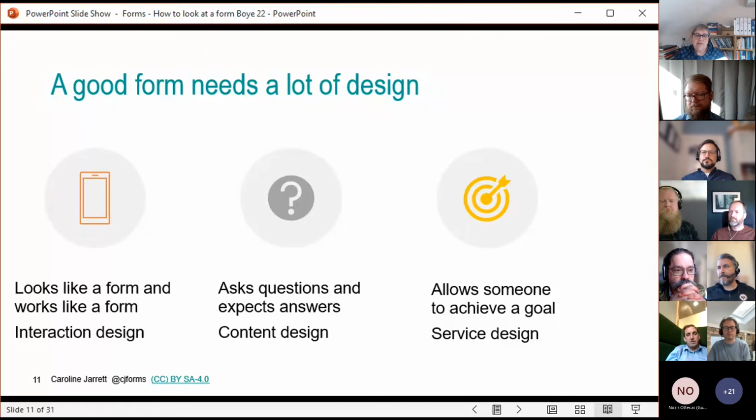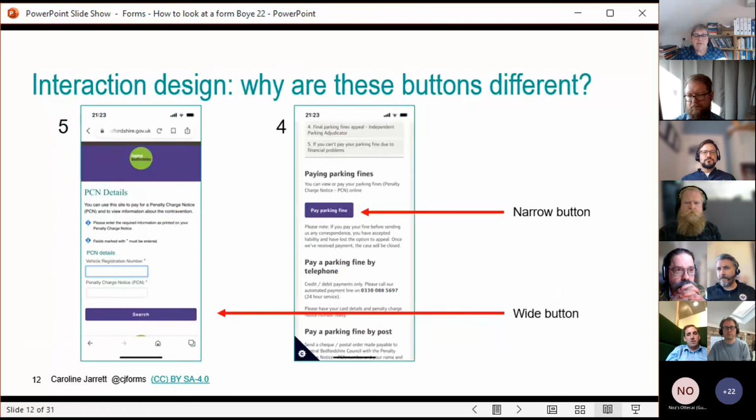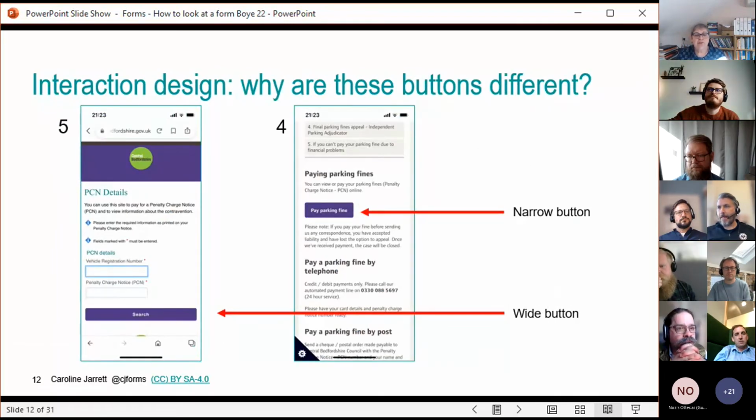So it's a combination of all of those which makes it so interesting. Now, as we worked through, you may or may not have noticed some problems in interaction design. I mean, just for example, why are these two buttons different? So on page 4, we had a narrow button, which looked, in my mind, quite buttony.